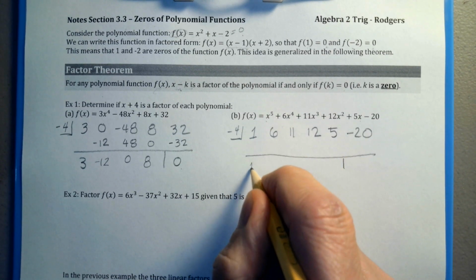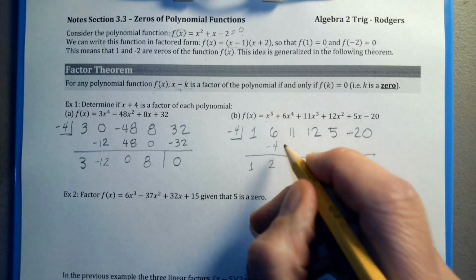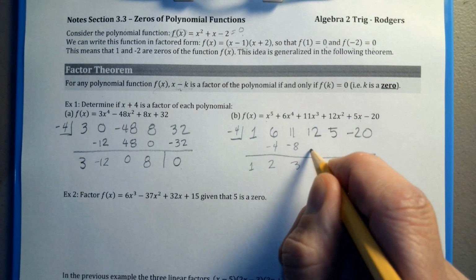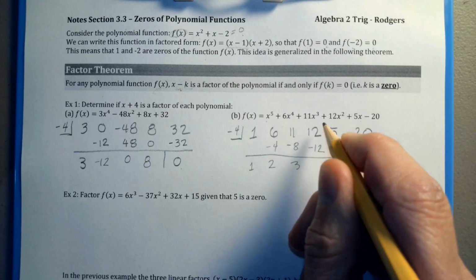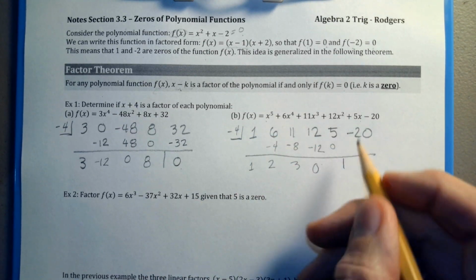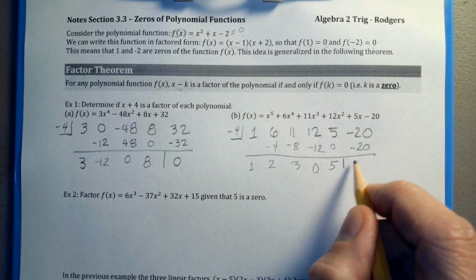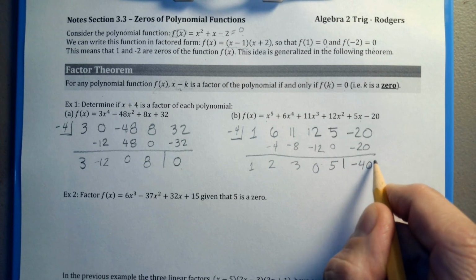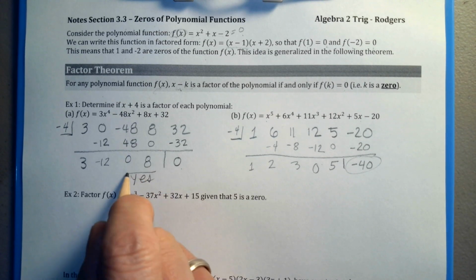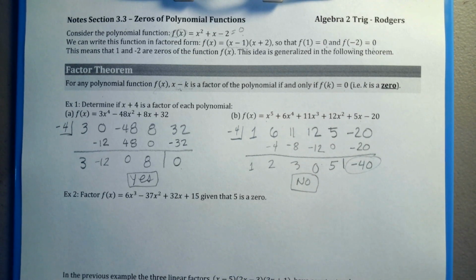All right, so bring down the 1. We multiply, that's -4. Add, that's 2. Multiply, that's -8. Add, that's 3. We multiply, that's -12. We add, that's 0. We multiply, of course, that's 0. We add, that's 5. We multiply, that's -20. So our remainder is -40. So that means no, it is not a factor. So I guess the answer to the previous one was yes, it is a factor. And now we're going to say no, it is not a factor.